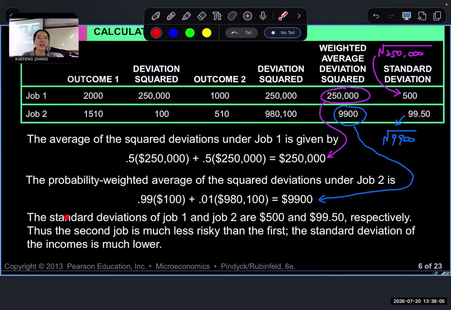That's why at the beginning we said that job 1 is risky, okay? Because more standard deviation, more variability. So the second job is much less risky than the first because less standard deviation, right? Because the standard deviation of the incomes is much lower. Remember, both jobs had the same expected income, but job 1's standard deviation is much bigger, meaning income swings a lot more. Job 2 is much more stable, okay?